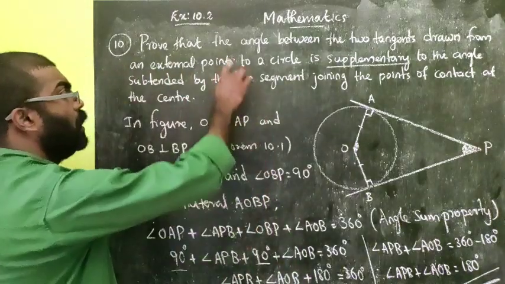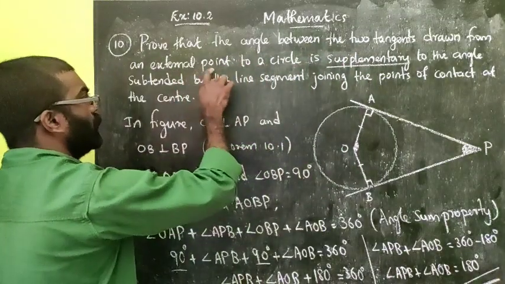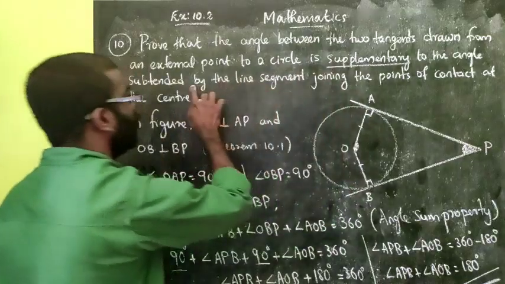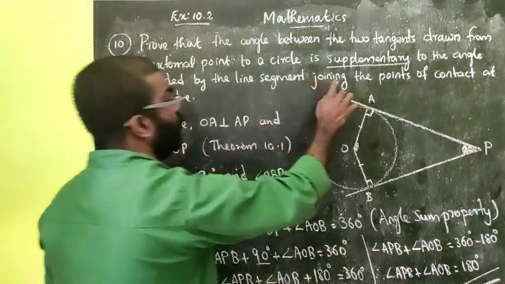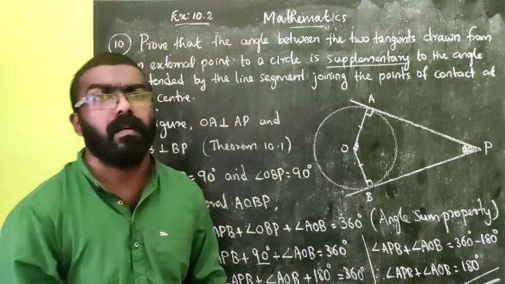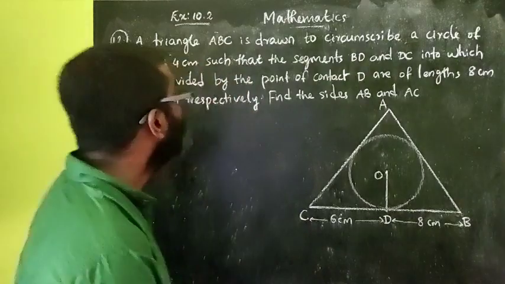So what we can conclude? Therefore, the angle between the two tangents drawn from an external point of a circle is supplementary to the angle subtended by the line segment joining the point of contact at the center of the circle. Clear? Now we move on to question number 12.